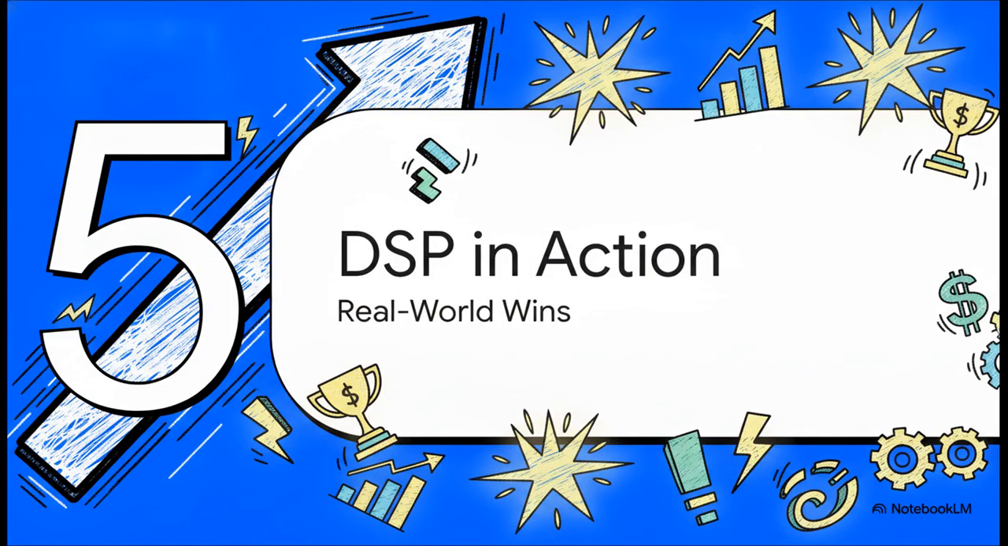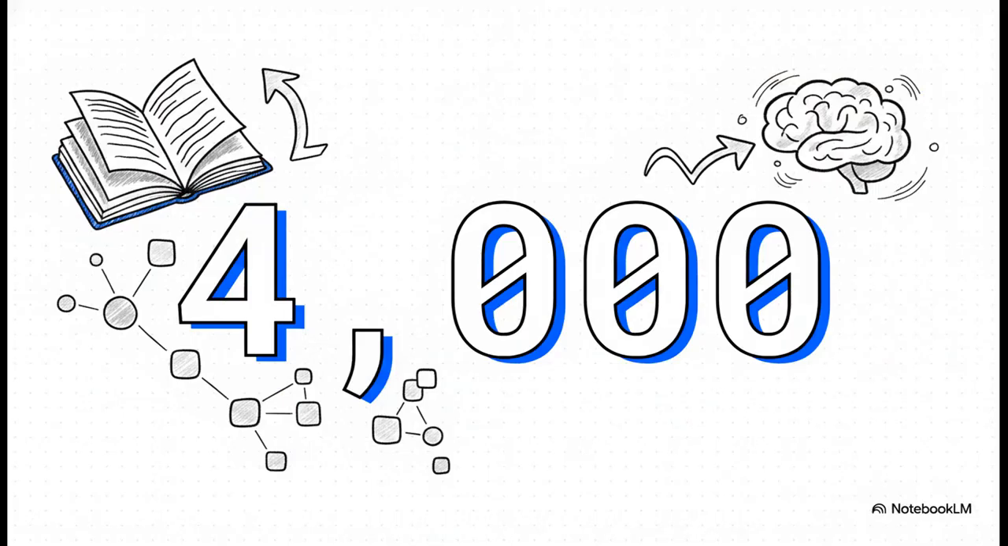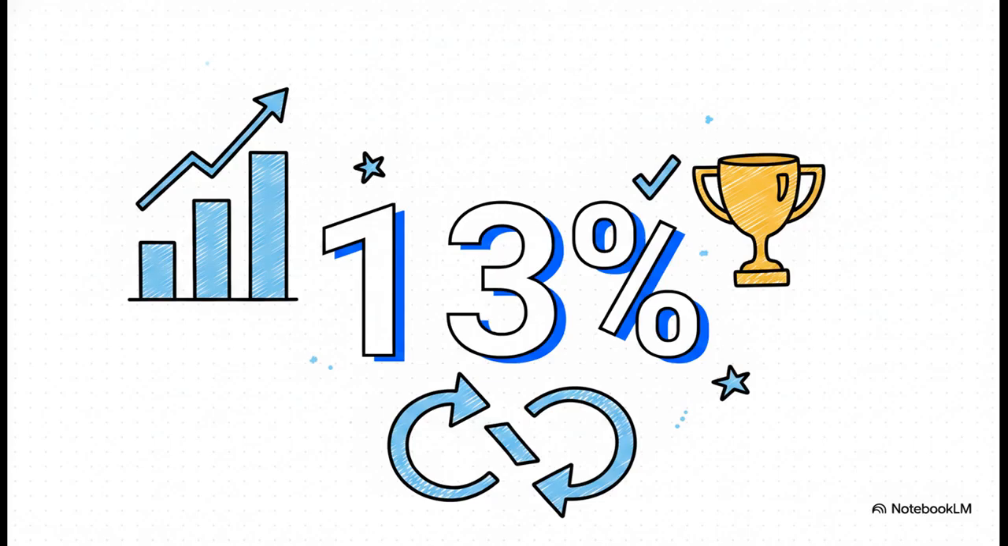All right, Section 5, DSP in action. Let's look at some real-world wins. Now, what's really interesting about this number here, 4,000, is its scale. In an experiment using the CNN/Daily Mail dataset for text summarization, DSP required a tiny, and I mean tiny, dataset of only 4,000 samples to learn how to effectively guide the LLM. And with just those 4,000 samples, DSP generated a 4 to 13% improvement in benchmark performance.